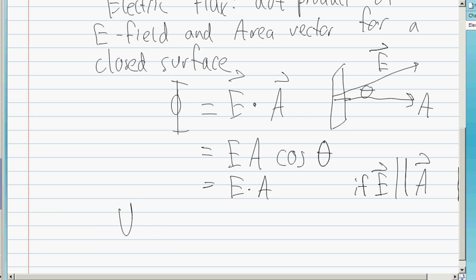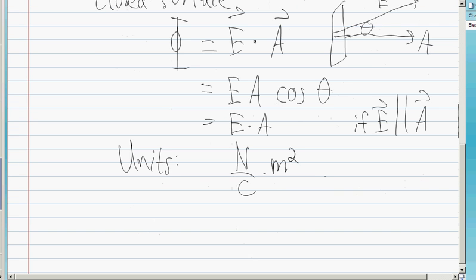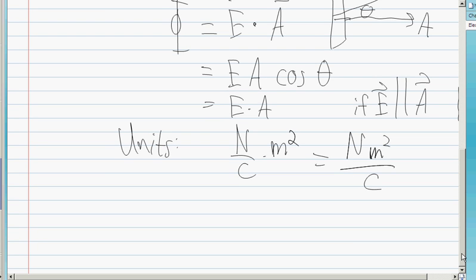And if you look at the units, they're kind of weird. They are newtons per coulomb times meters squared, which is Newton meters squared per coulomb. Which actually should look vaguely familiar to you. It looks a lot like the constant that we attached to the K constant. So again, this is if they're constant. E for both of these, but this one's parallel.